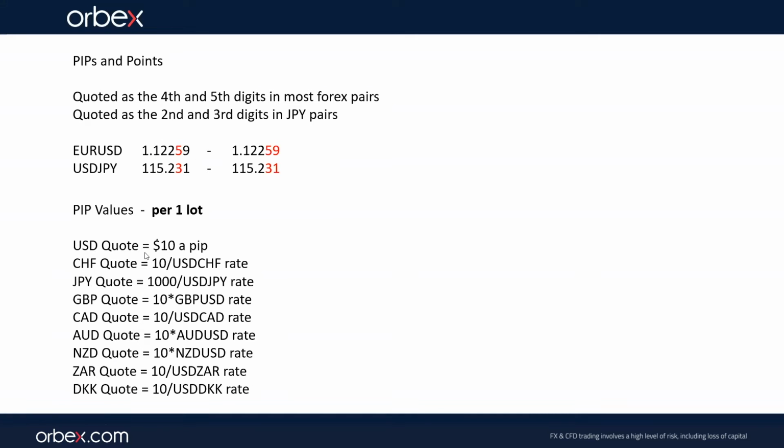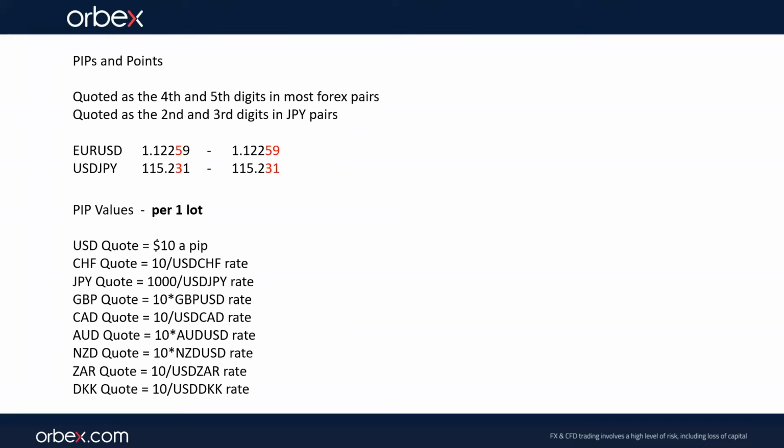For the dollar quote currency, it's $10 a pip no matter what. Nothing will change on this aspect. It's going to be $10 a pip for euro dollar, pound dollar, etc. For, let's say, euro against the Canadian dollar, it's going to be 10 divided by the dollar Canadian rate.